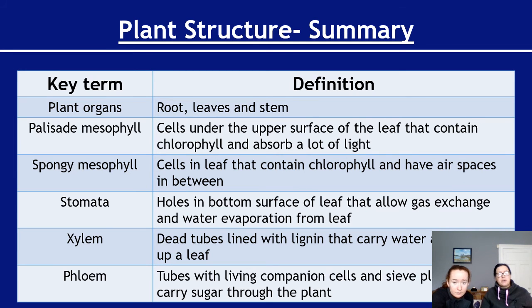Okay, so we're just going to summarize everything that we've covered so far, because that is the whole key area done. Your plant organs that you need to know are your root, leaves, and stem. The palisade mesophyll are the cells under the upper surface of the leaf, near the top, and they contain lots of chlorophyll and absorb a lot of light. The spongy mesophyll are the cells in a leaf that contain chlorophyll and have air spaces in between to give that spongy effect. The stomata are holes in the bottom surface that allow gas exchange and allow water evaporation from the leaf. Xylem are dead tubes lined with lignin that carry water and minerals up a leaf. And the phloem are tubes with living companion cells and sieve plates that carry sugar throughout the plant.